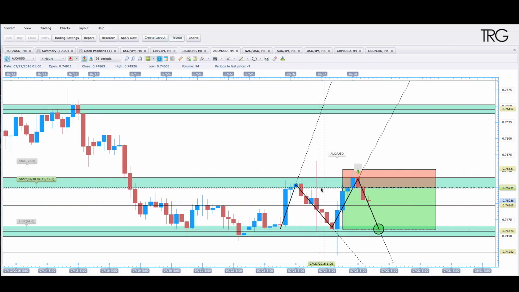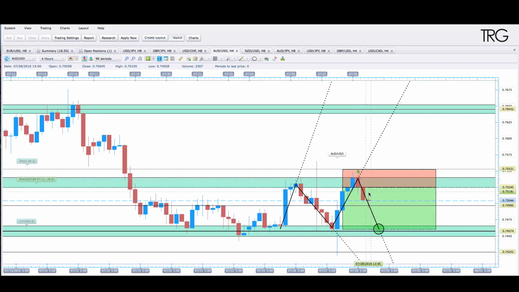But it's more so just trial and error, and feeling comfortable with where your entry points are and where your stops are. Like I said, I usually like to set my stops anywhere from around 10 to maybe 20 pips, pushing it above the wick of the previous candle, which would be right here.